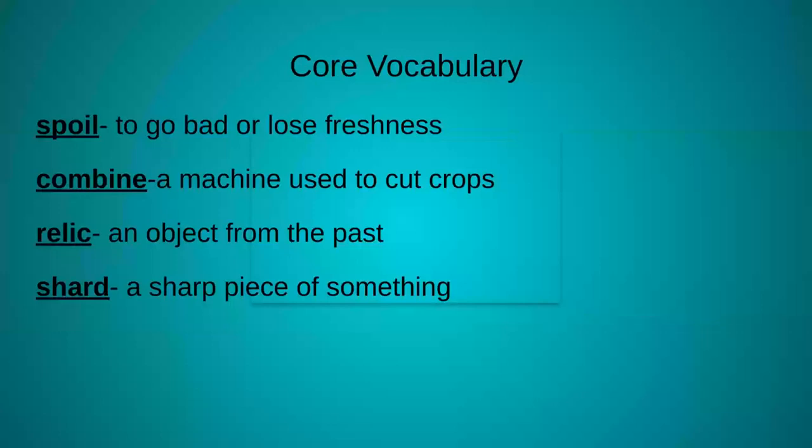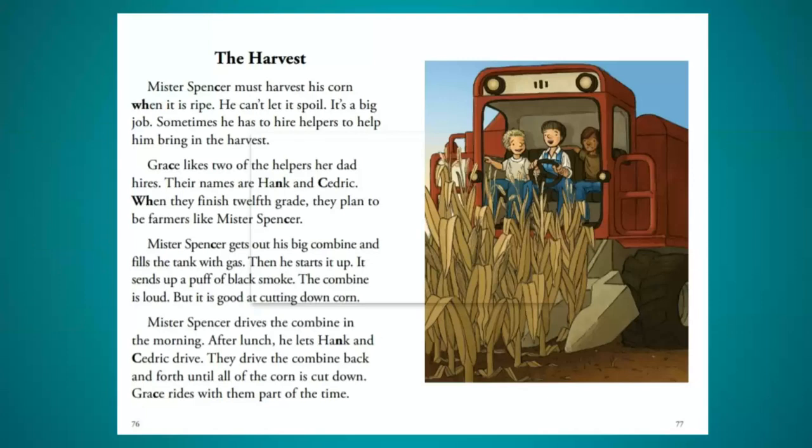Now it is time for our story. But before we do, I want to explain something about one of our words. Our word combine, so we have combine and combine. You can say it in two different ways, two different pronunciations, and it means more than one thing. Combining means that you're putting two or more things together, and combine is the machine that is shown in this picture, used to cut down corn. Okay, ready? Let's begin.